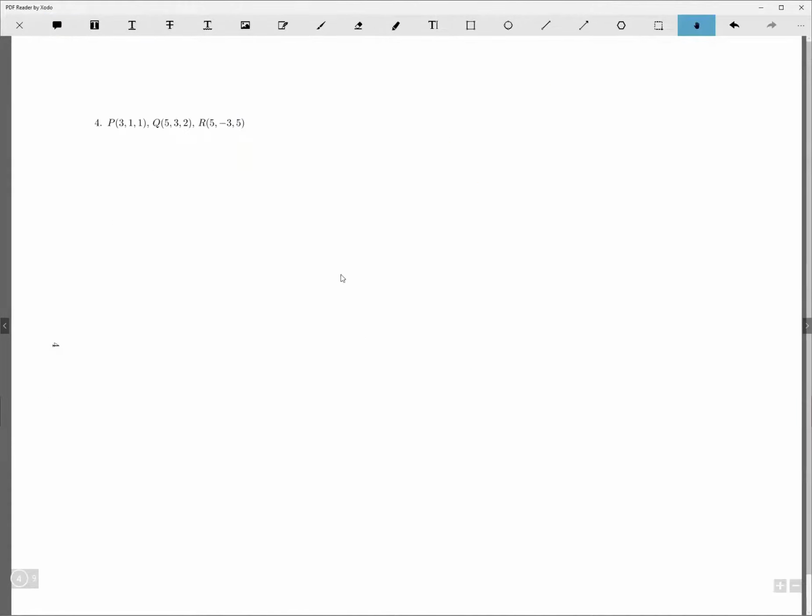Well, let's go to number 4. Oh, look at that. We have 3 points there. And 3 points form a triangle, right? What we're supposed to do is find the lengths of the sides of the triangle. So we have to find PQ first, the length of side PQ.